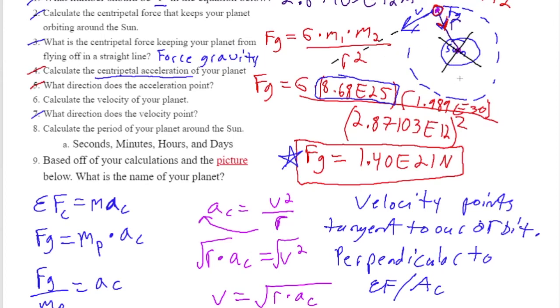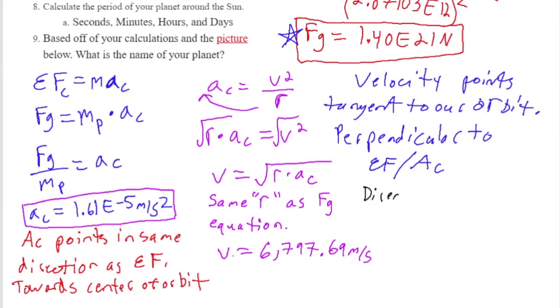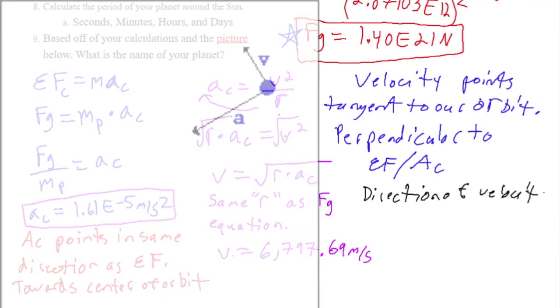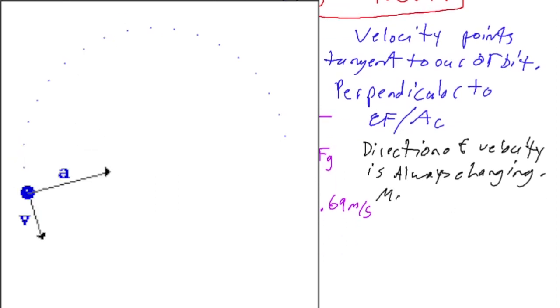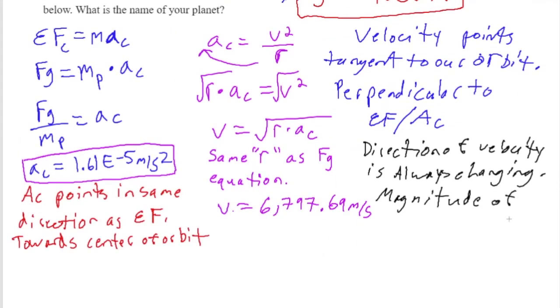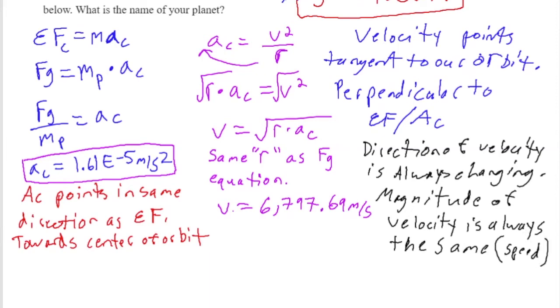So a really important thing to note is that velocity is always going to point tangent to the circle. If our planet is over here, tangent to the circle is going to look like this. If our planet is over here, tangent is going to look like that, all right? So the velocity is always going to be pointed in a different direction. The magnitude of the velocity, though, will always be the same under uniform circular motion. And again, by magnitude, we just mean speed.